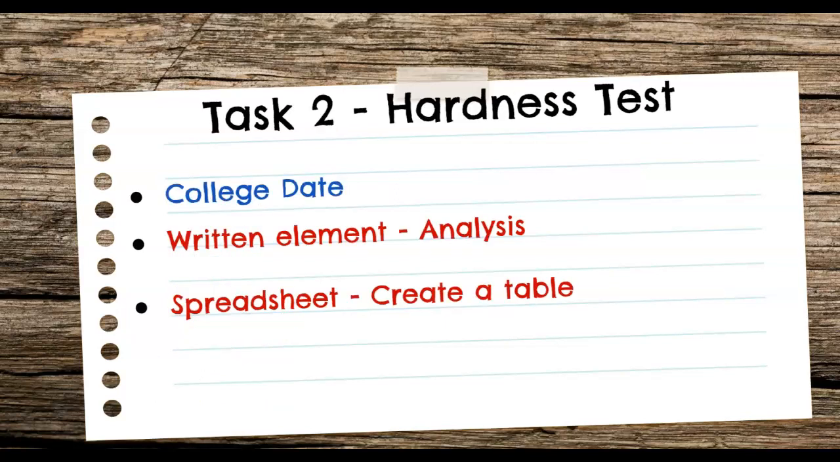Your task 2 is your hardness test. Now, some of you have already carried this out. You've watched one of the instructors on a video. You've done the hardness test in college. Some of you haven't. So again, you'll be given a date when you can go into college and do this. All right. Once you've got your results, again, this has got a written element. All right. That's the analysis. You need to use a spreadsheet again, and you need to create a table and put all the information into that table.